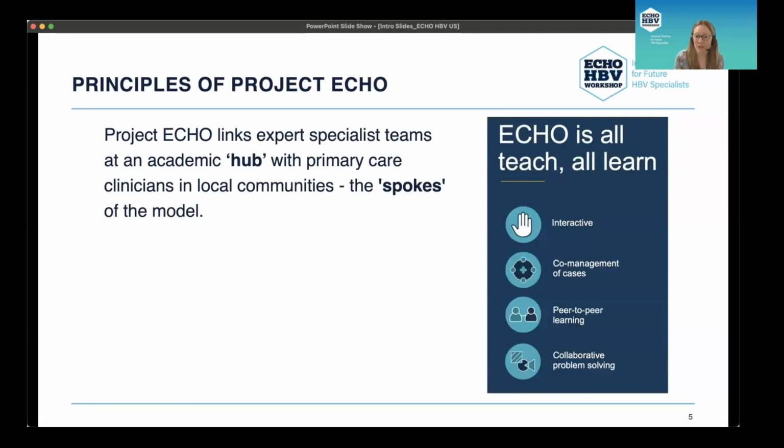The principles of Project Echo, as I mentioned at the beginning, we want this to be as interactive as possible. Obviously, you want to learn from Dr. Pan, but he wants to learn from you and hear about your experiences. So keep this interactive. There's going to be co-management of cases, peer-to-peer learning, and collaborative problem solving.